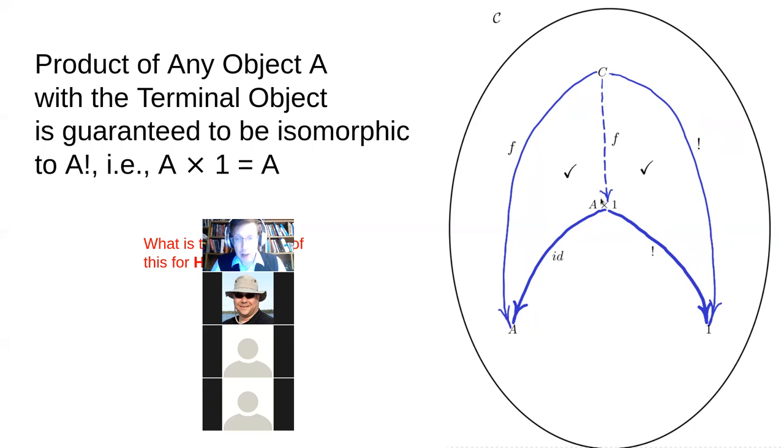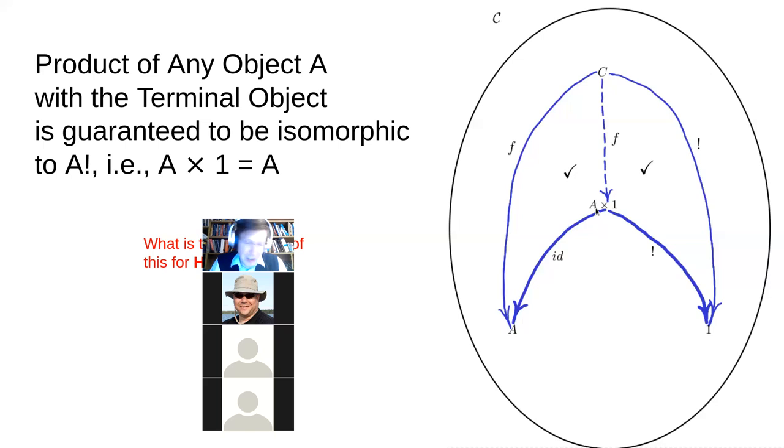And what this is saying is this object is isomorphic to this one. In other words, the functions that come into this one are the same as the functions that come into that one from the same object. I shouldn't say function, I should say morphism. So what this is basically telling us, and I went a bit fast here, is that A cross one, this product object, is isomorphic to A. It's basically the same as A.